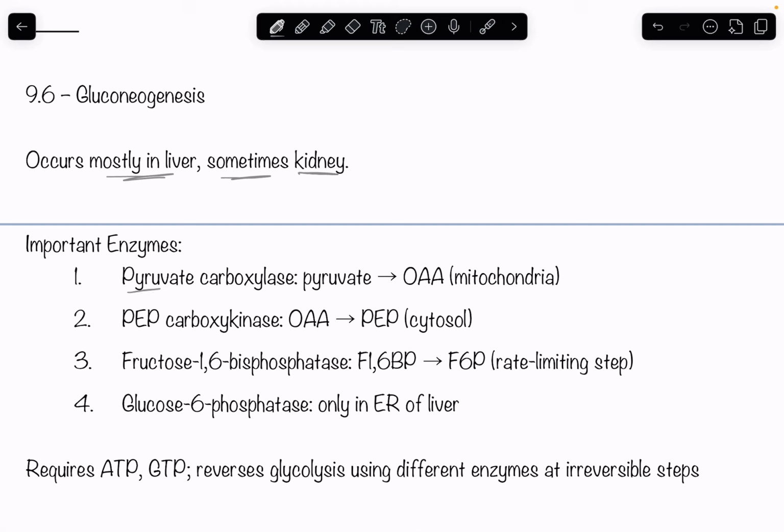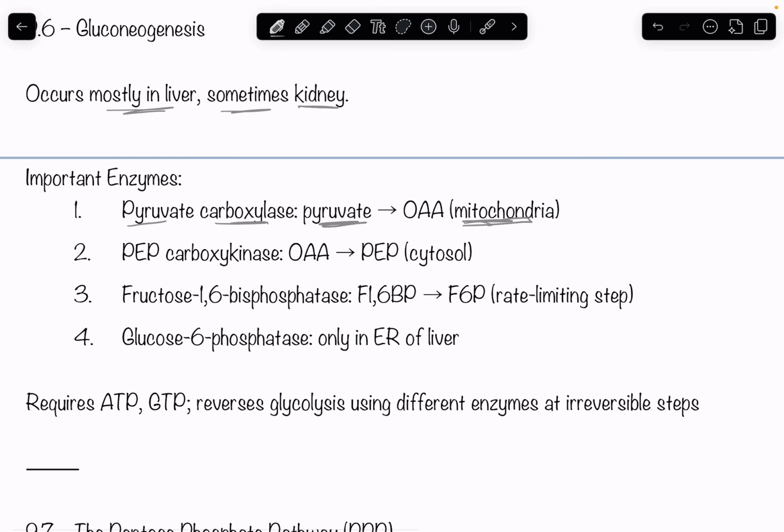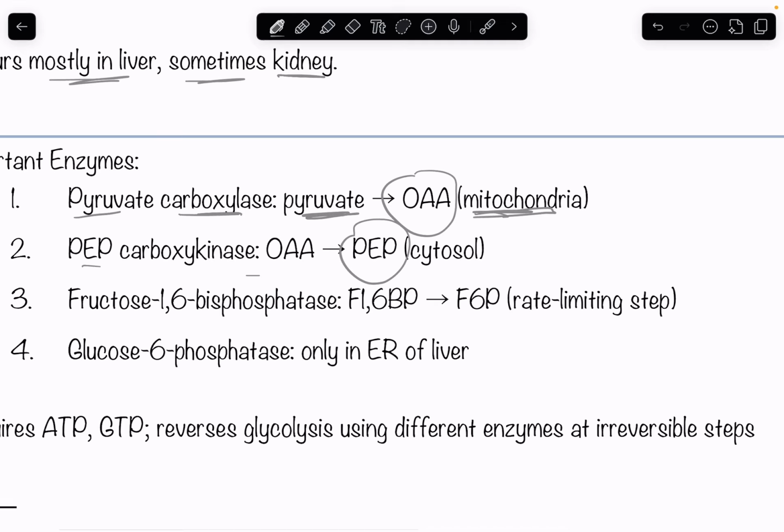Pyruvate carboxylase turns pyruvate into OAA. OAA is oxaloacetate, okay? It turns pyruvate to oxaloacetate that then goes to your mitochondria. PEP carboxykinase, we just call this PEPCK, turns the oxaloacetate that you just made back to PEP in the cytosol. This step is needed because for you to be able to get PEP into the cytosol, you have to make it oxaloacetate.